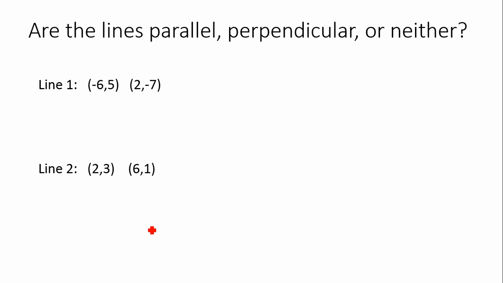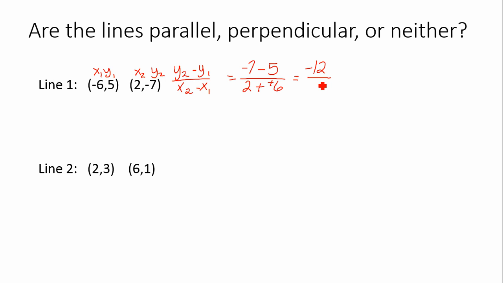Let's look at another example. Are the lines parallel, perpendicular, or neither? Again, we're going to rely on our slope formula here: y2 minus y1 over x2 minus x1. I'll place the x and y labels here to help us out. 1, 1, 2, 2. Now I'm going to plug in those values. -7 minus 5 over x2, which is 2, minus x1, which is -6. Now notice I'm subtracting a negative, so again, that turns to addition. We have -12 over 8.